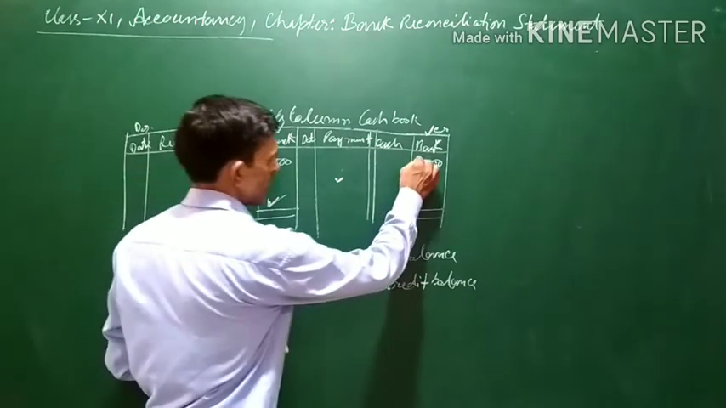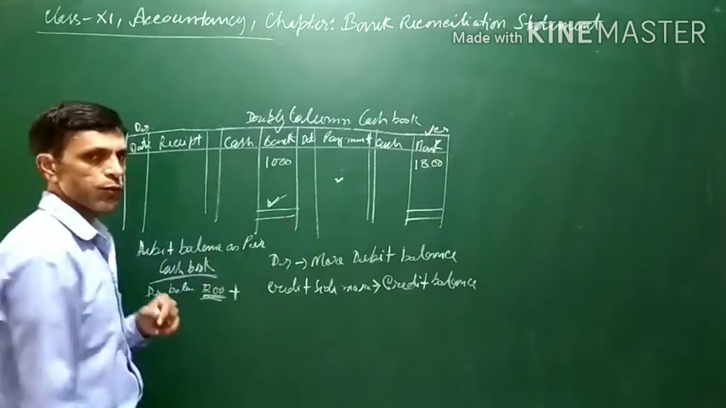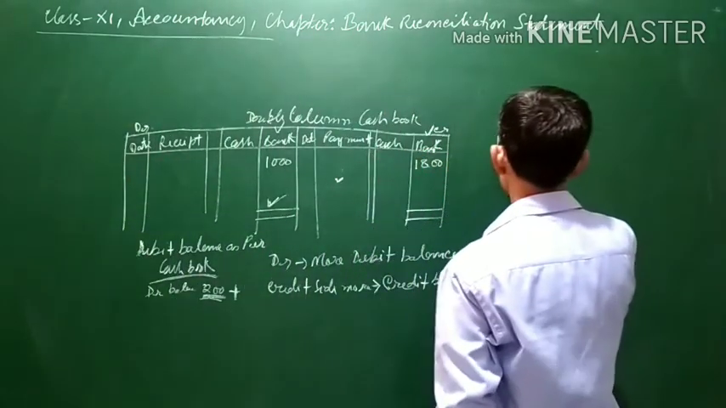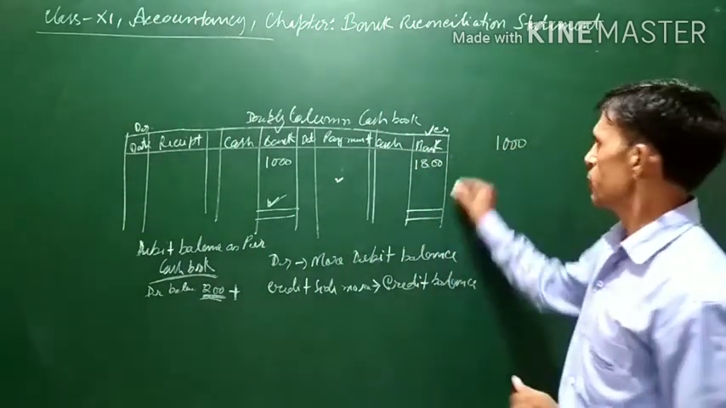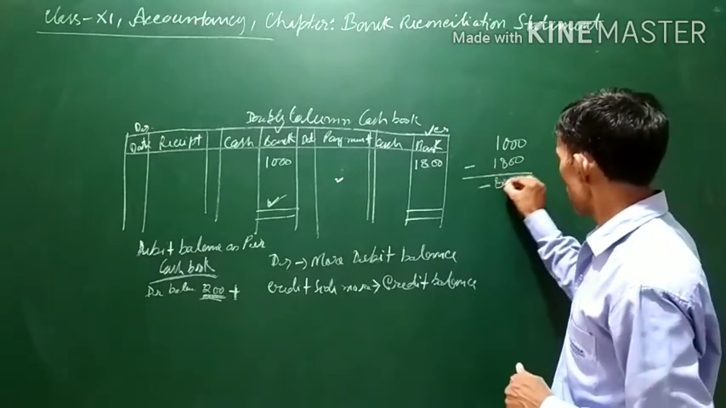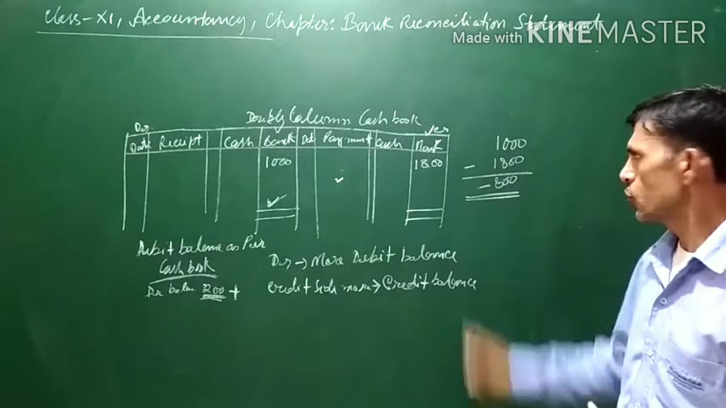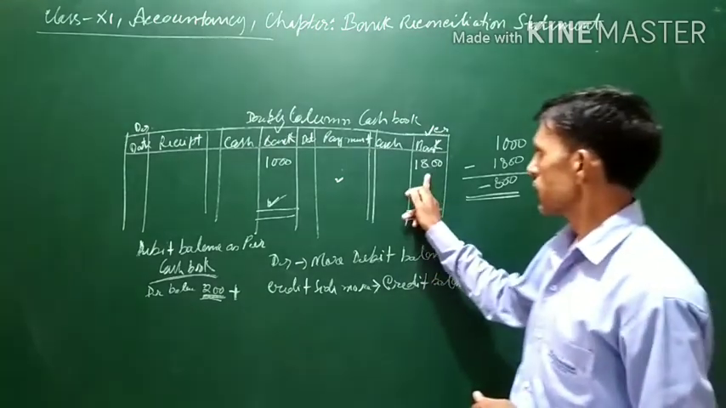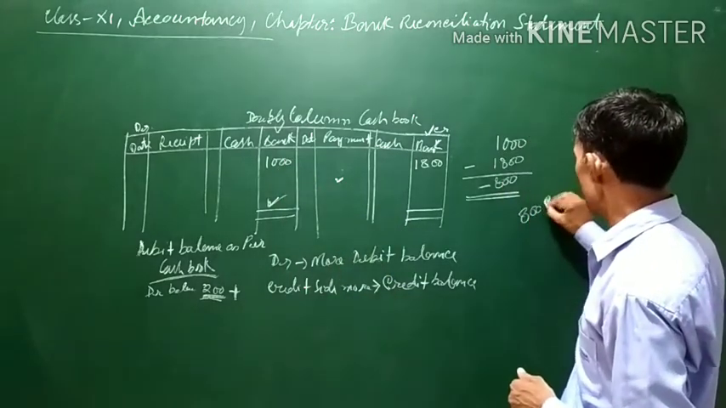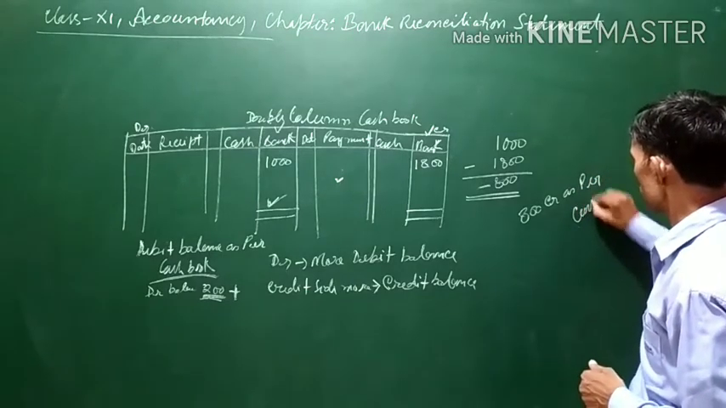Now suppose the receipt side is say 1000 and the payment side is showing 1800. Means you have deposited 1000 in the bank but you have made payments worth rupees 1800. So your balance is minus 800. Here your balance will be in negative. Since the credit side is more than the debit side, it will be considered as a credit balance as per cash book.